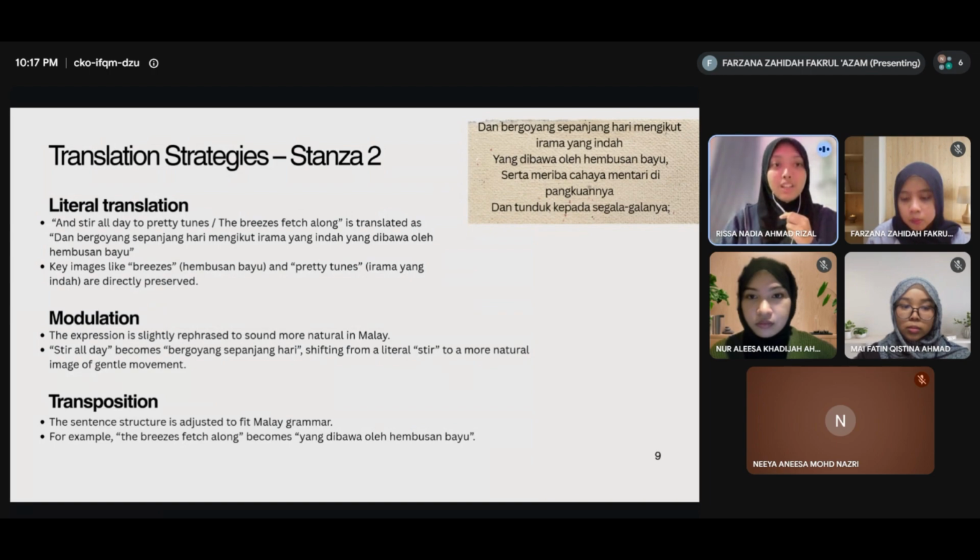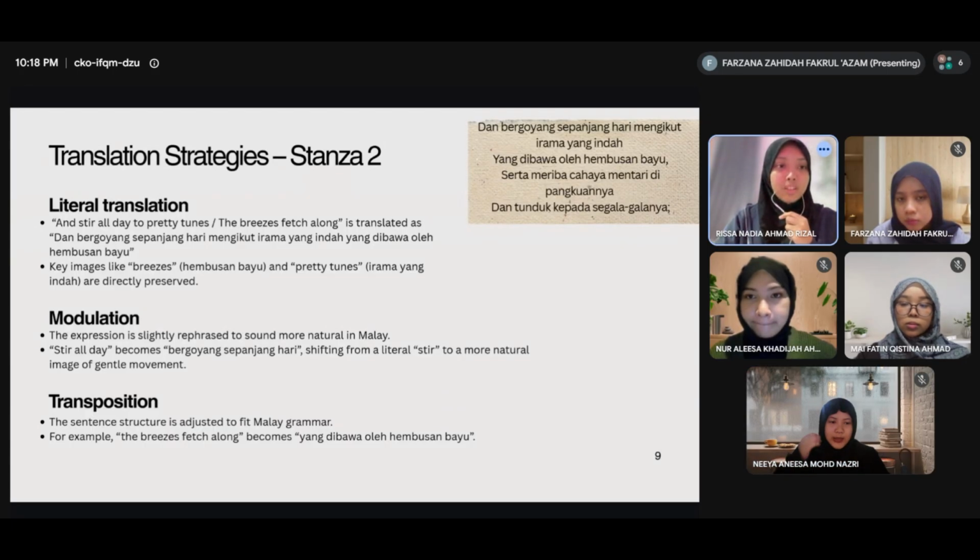So in my Malay translation, I tried to preserve the poetic imagery of the original poem while making it sound natural in Bahasa Melayu. The translation maintains the idea of the grass enjoying the breeze, sunlight, and its surroundings. So for stanza 2, the translation uses several strategies, which are literal translation, modulation, and transposition.